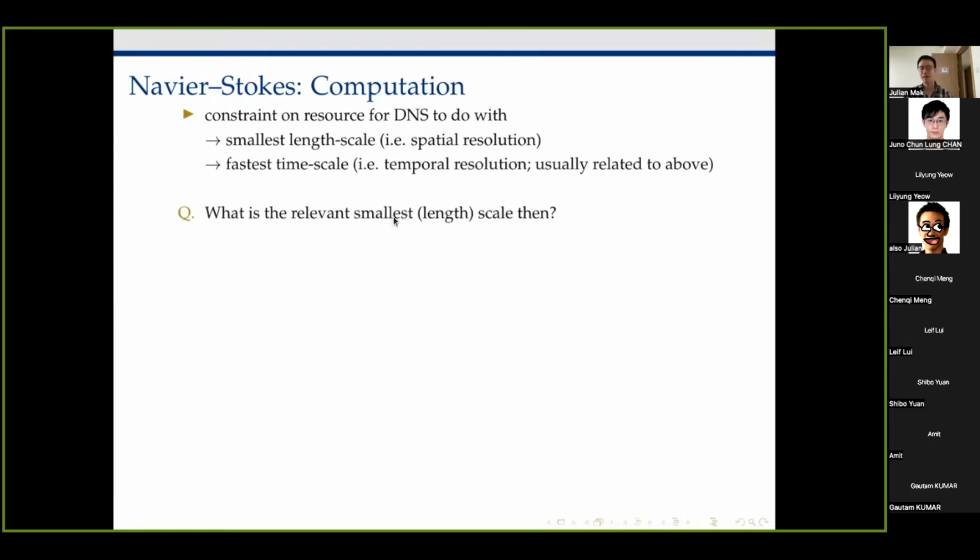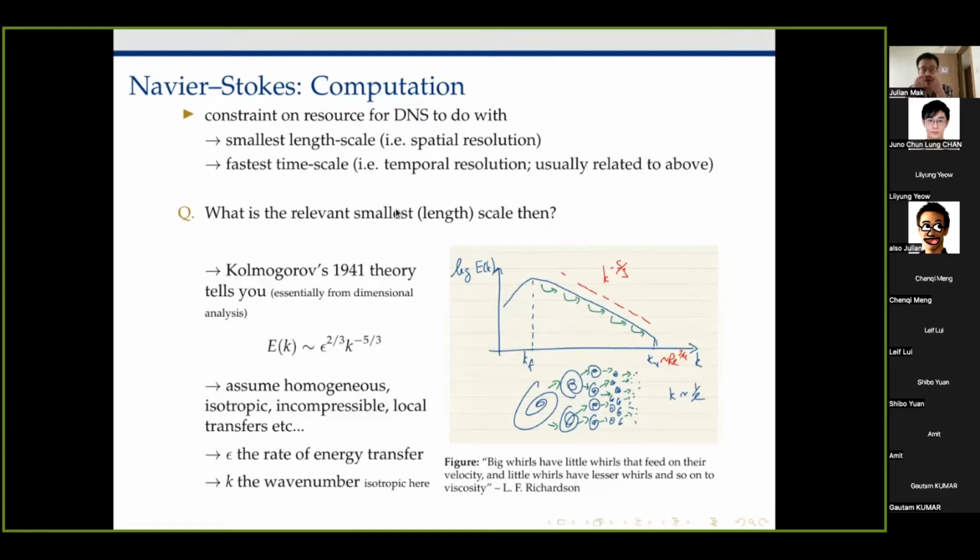So we want a theory on what the smallest length scale is, and particularly how it is related to the Reynolds number. I'm going to be very skimpy on this one. There's a theory called the Kolmogorov theory, which dates back to 1941. You have to make a whole load of assumptions, but if you take those assumptions, you can essentially do dimensional analysis.